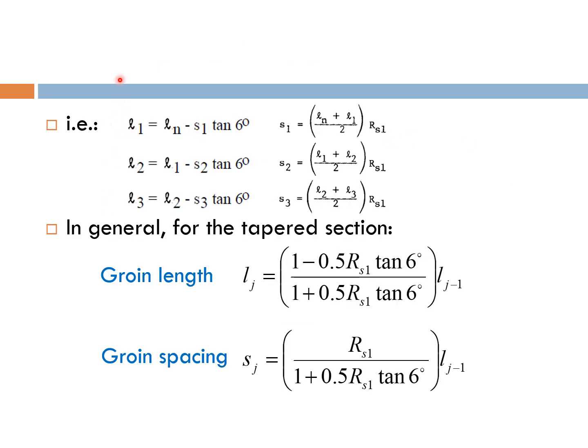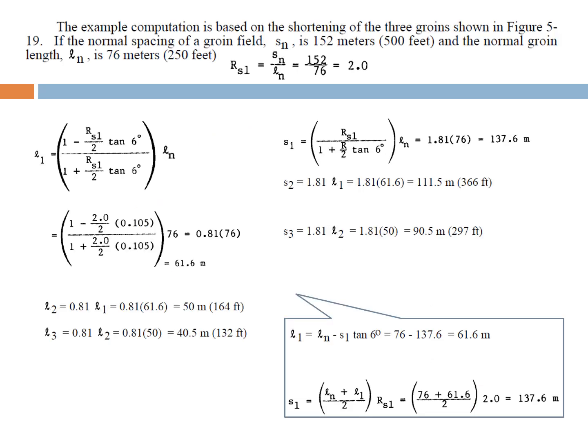So this is the summary of how the progression of the calculation may look like. In general, for the tapered groin section, the groin length Lj can be calculated based on the previous groin length, and the groin spacing Sj also can be calculated based on the length of the previous groin. The example computation here is based on the shortening of the three groins shown in the figure that we have just discussed.